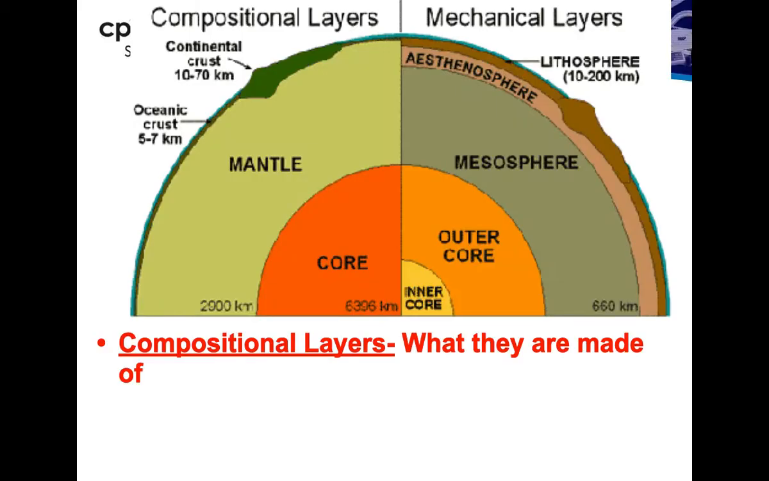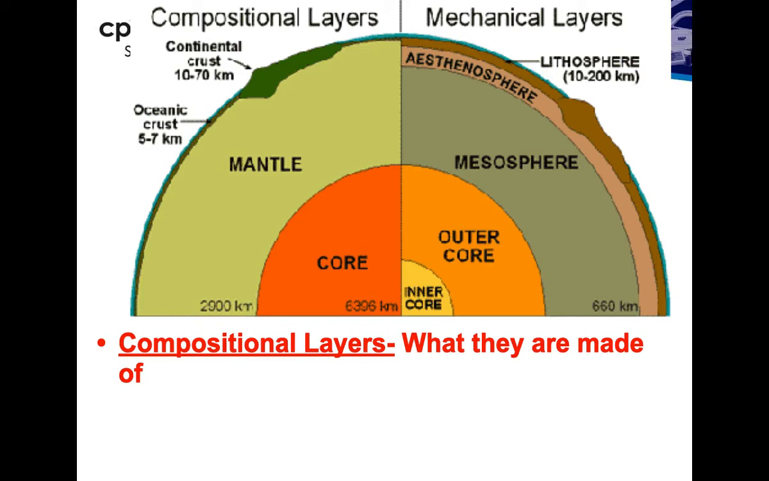other characteristics. So the compositional layers, what you see on the right-hand side, crust, mantle, core, those are put into groups based on what they're made up of. What's inside of them? What elements are inside of them? Is it iron? Is it nickel? Is it magnesium? That's what those groups are made up of. So crust, mantle, core, compositional layers.